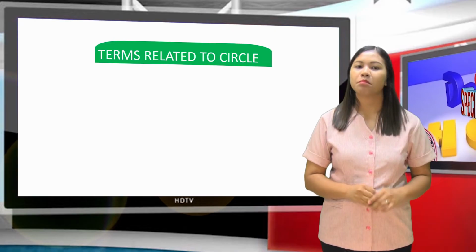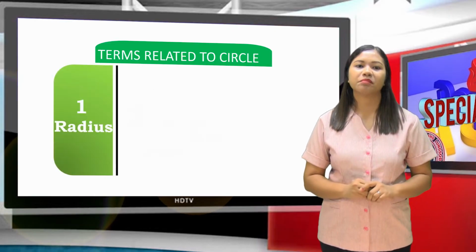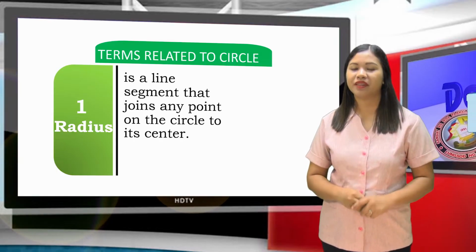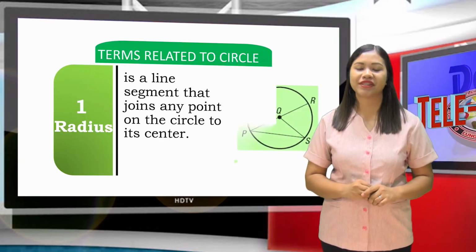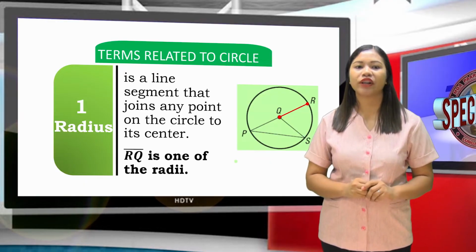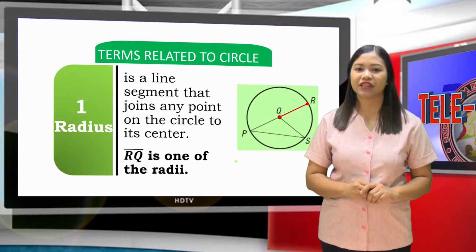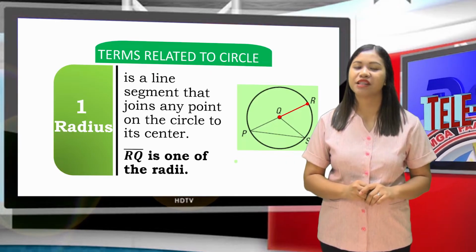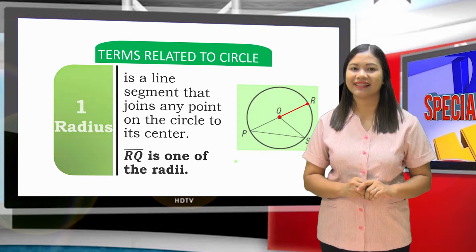Since circles are part of our lives, it is necessary that we give some attention to their properties. But before that, we will start by familiarizing some important terms related to circle. Number 1 is radius. Radius is a line segment that joins any point on the circle to its center. In our figure, line segment RQ is one of the radii.